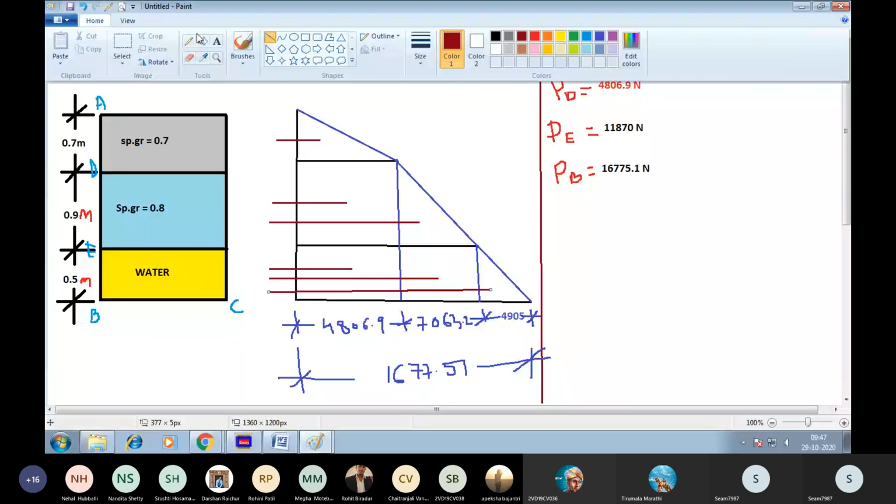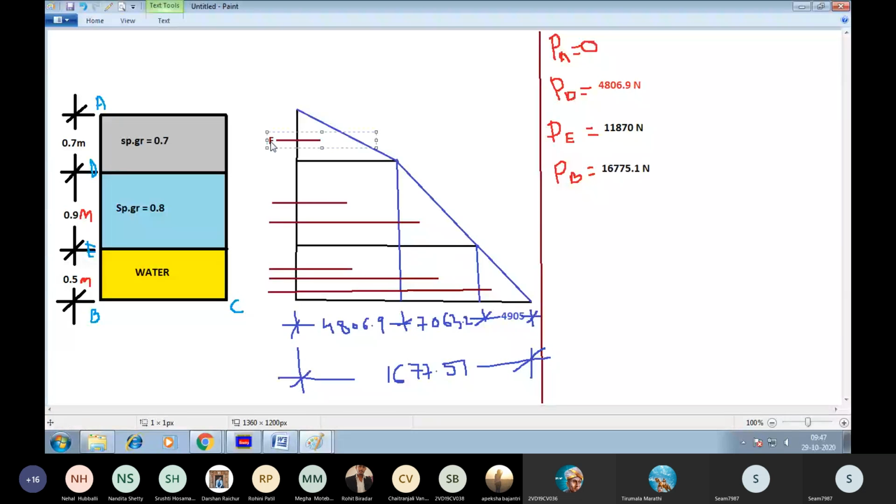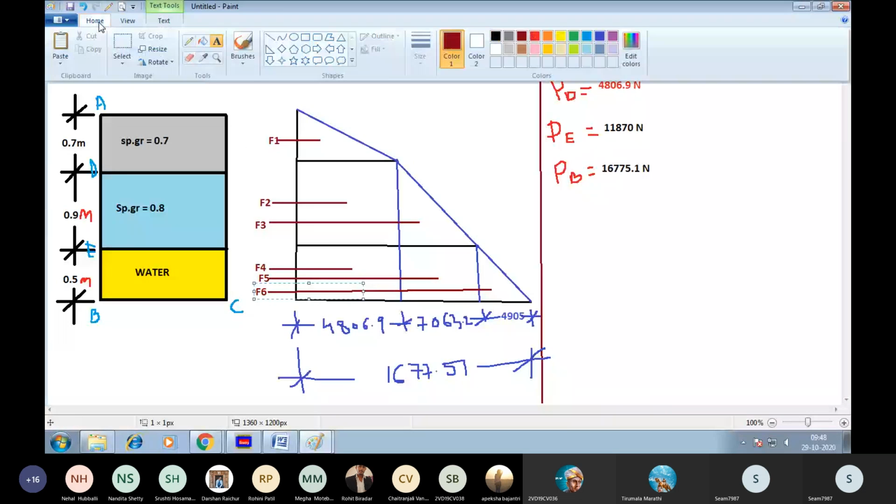Okay. So now let me mark the point. Let me take it as F1 and this as F2. So tell me the value of all the terms, that is F1, 2, 3, 4, 5 and 6.